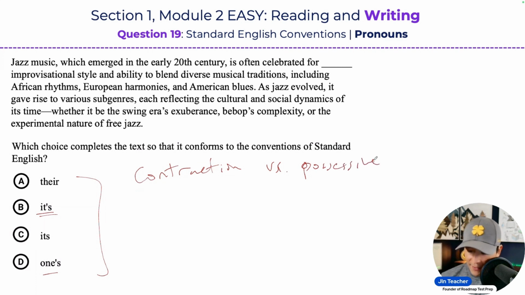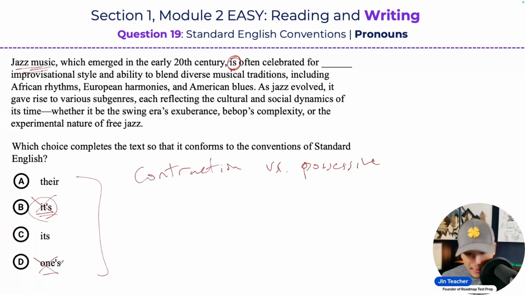The way that you figure this out is plug the contraction into the sentence, but read it with the verb. So if you say, jazz music, which emerged in the early 20th century, is often celebrated for it is improvisational style, or it has improvisational style, you'd be like, what? That makes no sense at all. And the reason why it makes no sense grammatically is because we already have a verb: jazz music is celebrated. Would you say is celebrated for it is or it has style? No way. So this is why the contraction would be absolutely incorrect, so we can cross out B and D here.